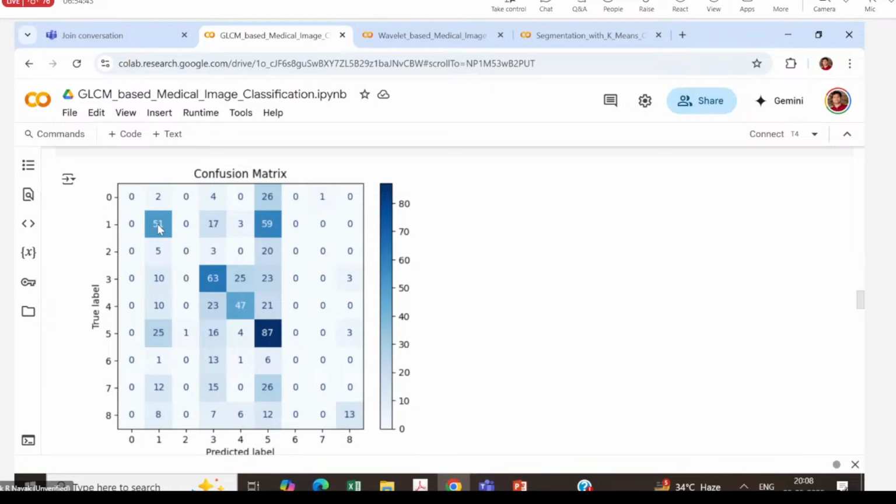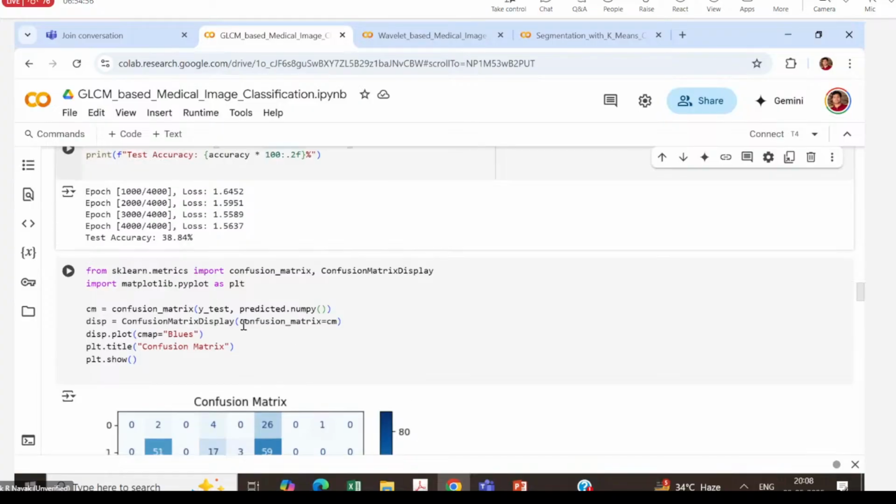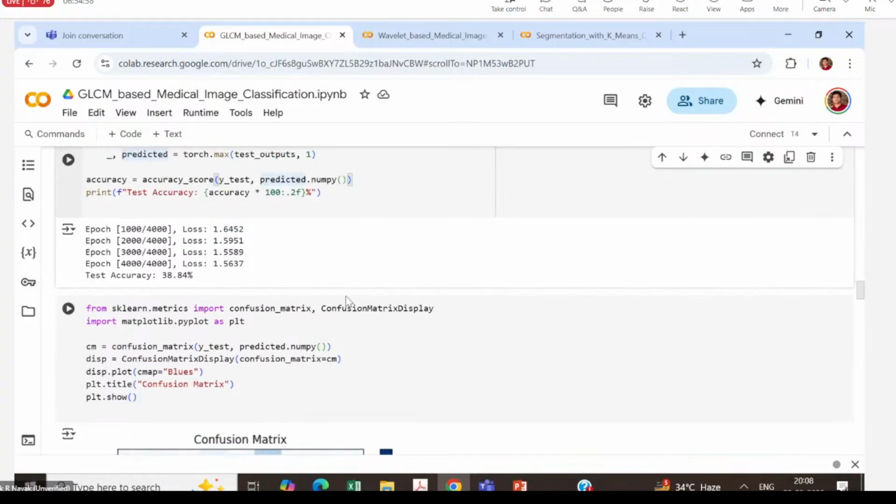Even class 1 has a lot of similarities with the class 5. That's why there are 51 samples of class 1 which are purely misclassified to class number 5, and this is not a good result, of course, we know that. I'm just trying to show you how to implement this.